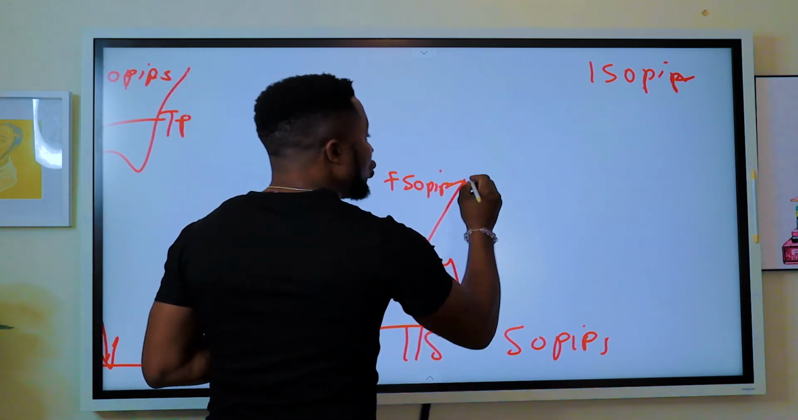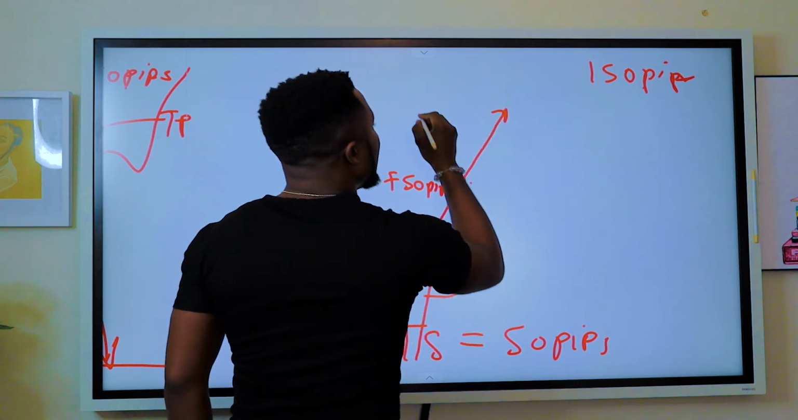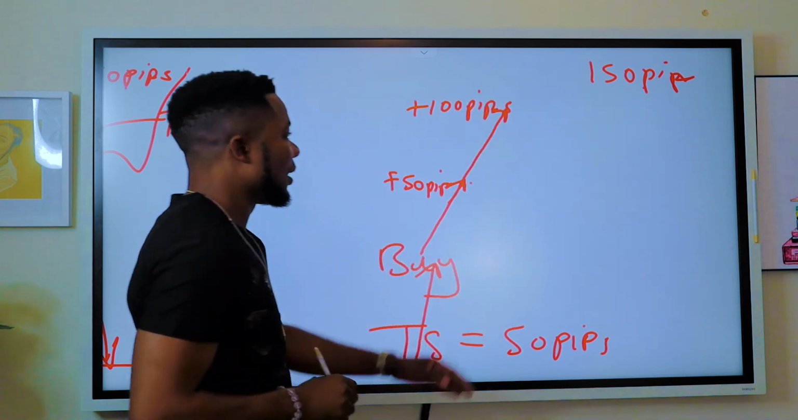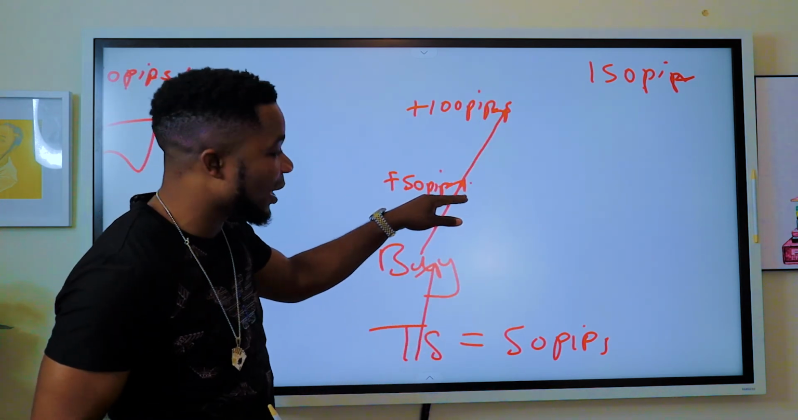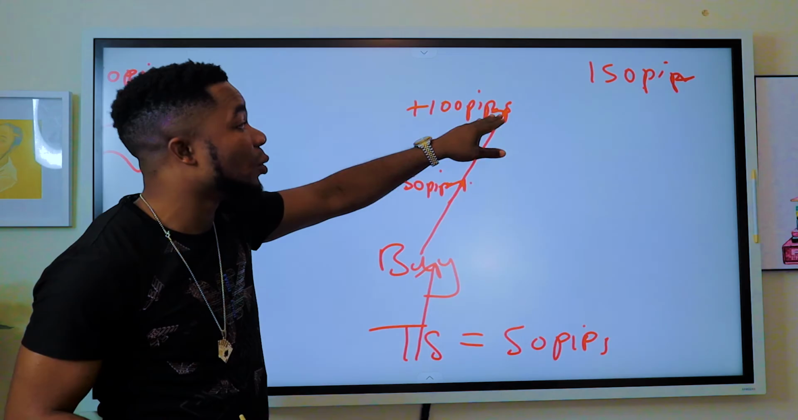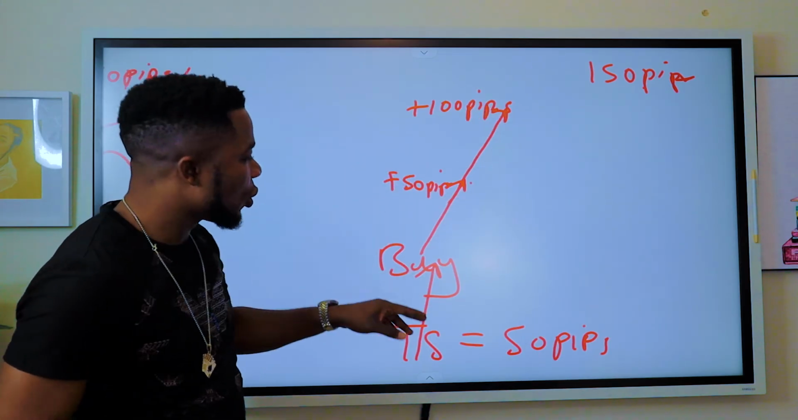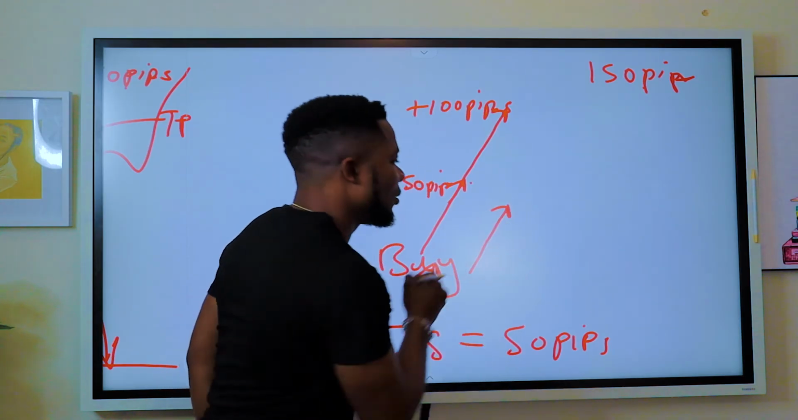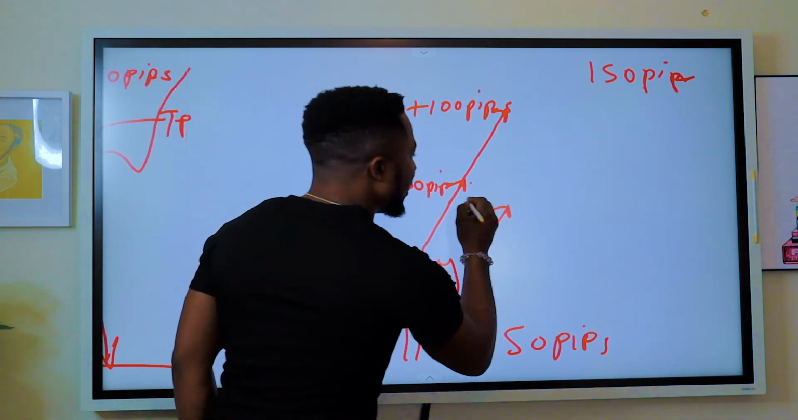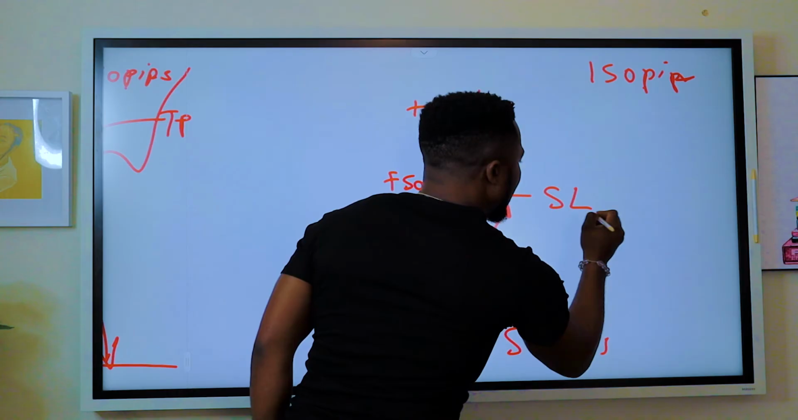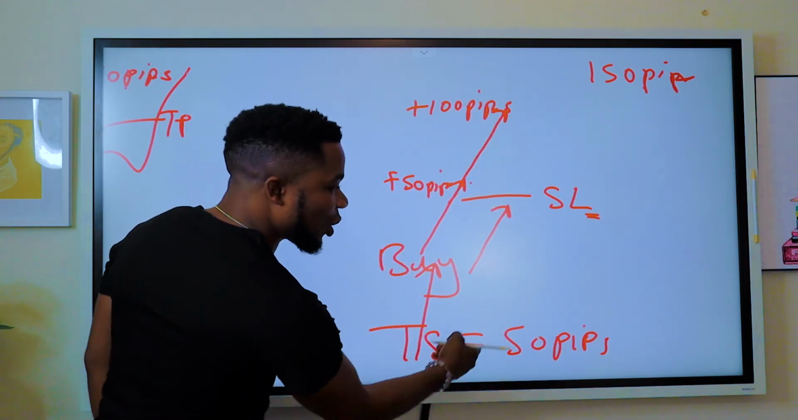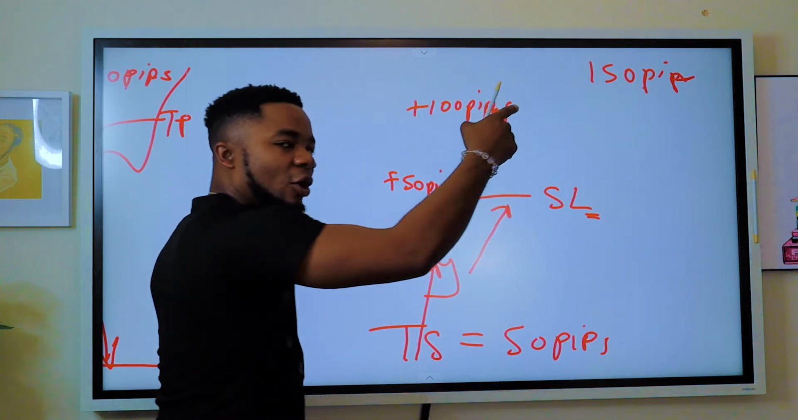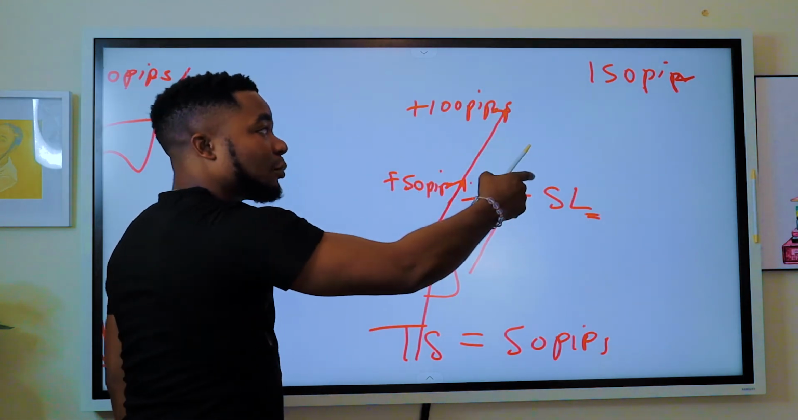And if the chart continues going up and I move up to maybe plus 100 pips, that means how many pips I've added? I've gained another 50 pips. I'm already up 100 pips. So my stop loss will automatically move from here to here. So my stop loss is following that winning position. As soon as I'm getting into profit and I'm going up, my stop loss is following the winning position.